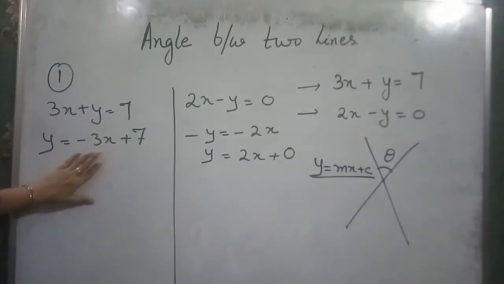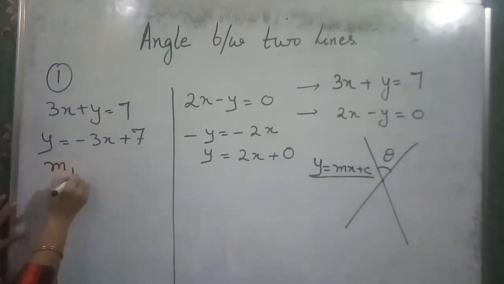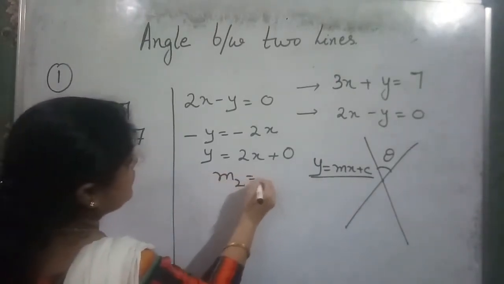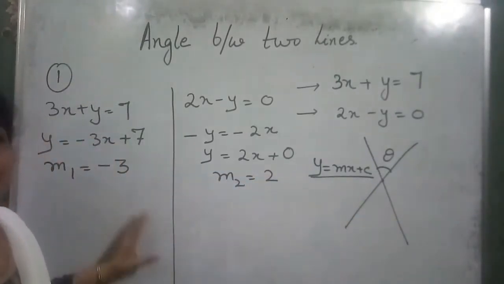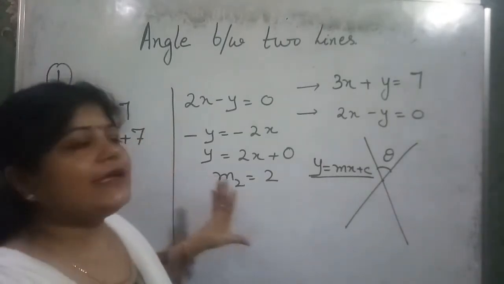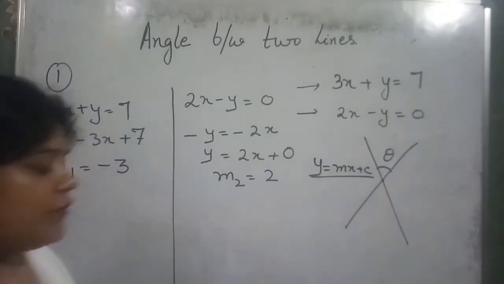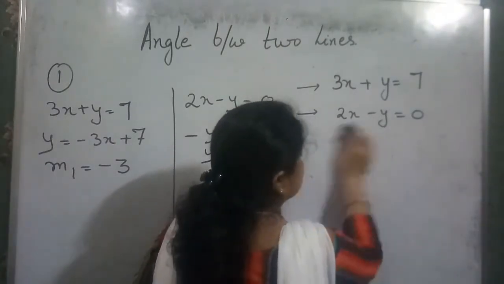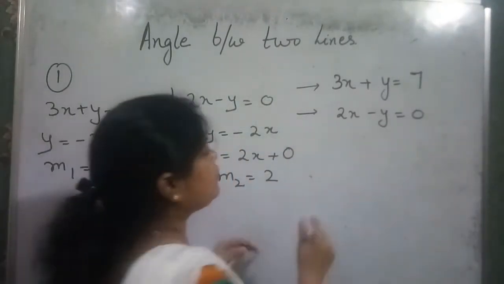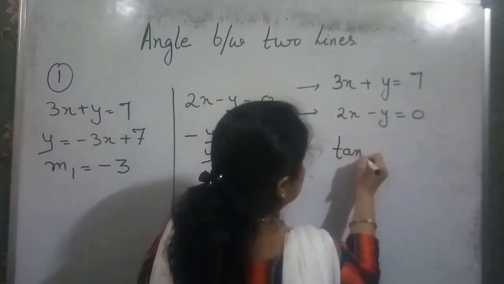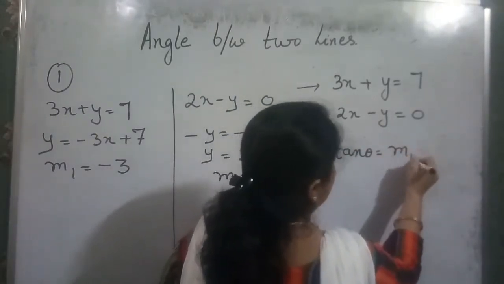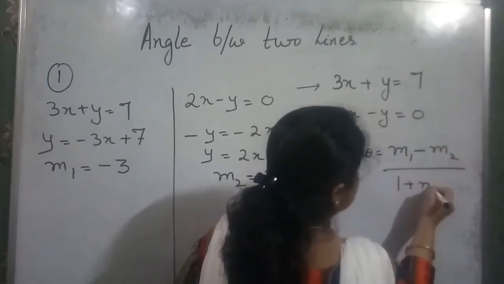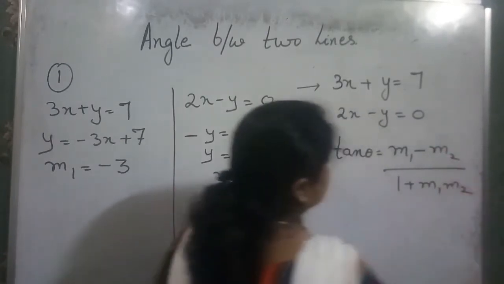Now for these equations, we have m1 is equal to minus 3 and m2 is equal to 2. Now how will we find the angle between the two lines? The formula for the angle between two lines which intersect each other is tan theta is equal to m1 minus m2 over 1 plus m1 m2. Clear?